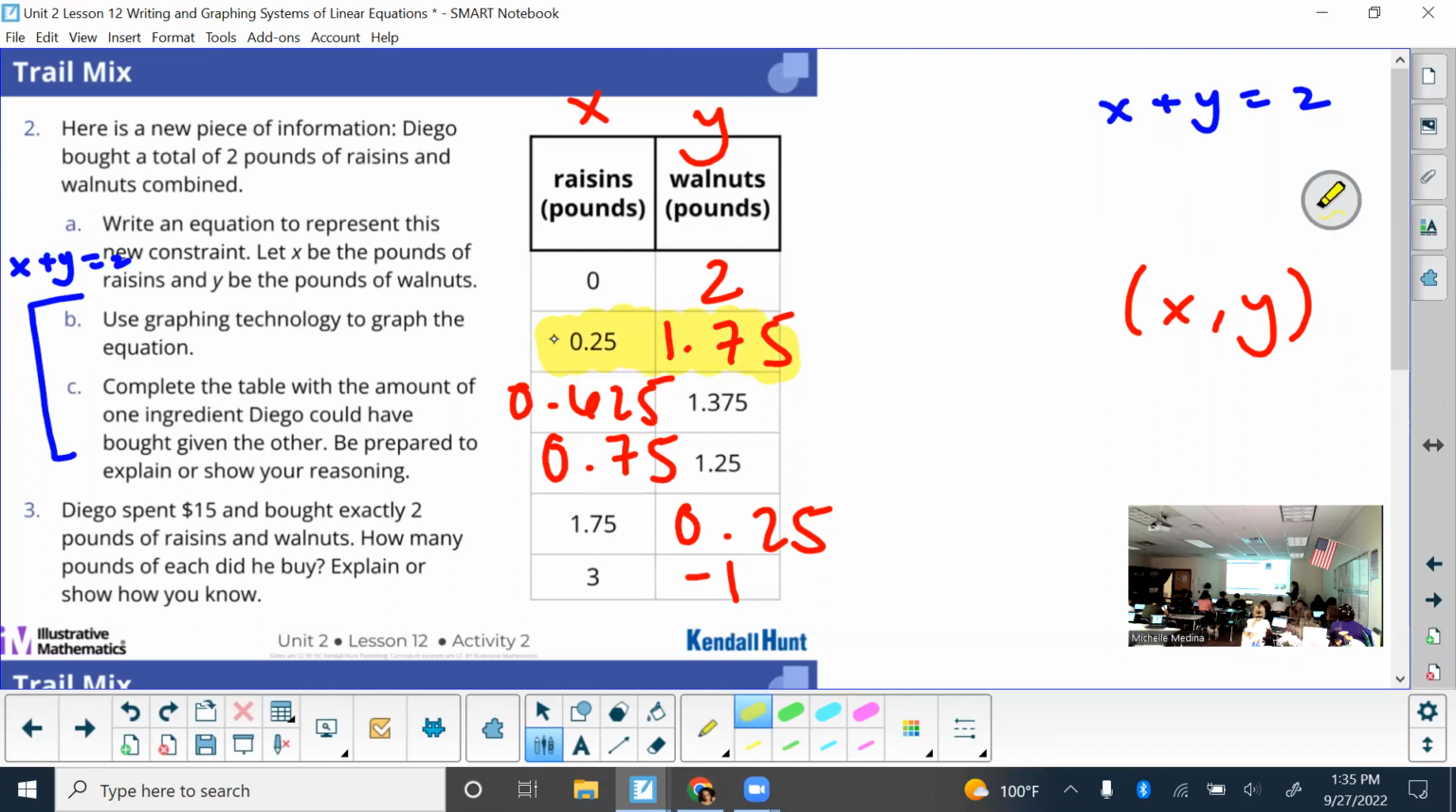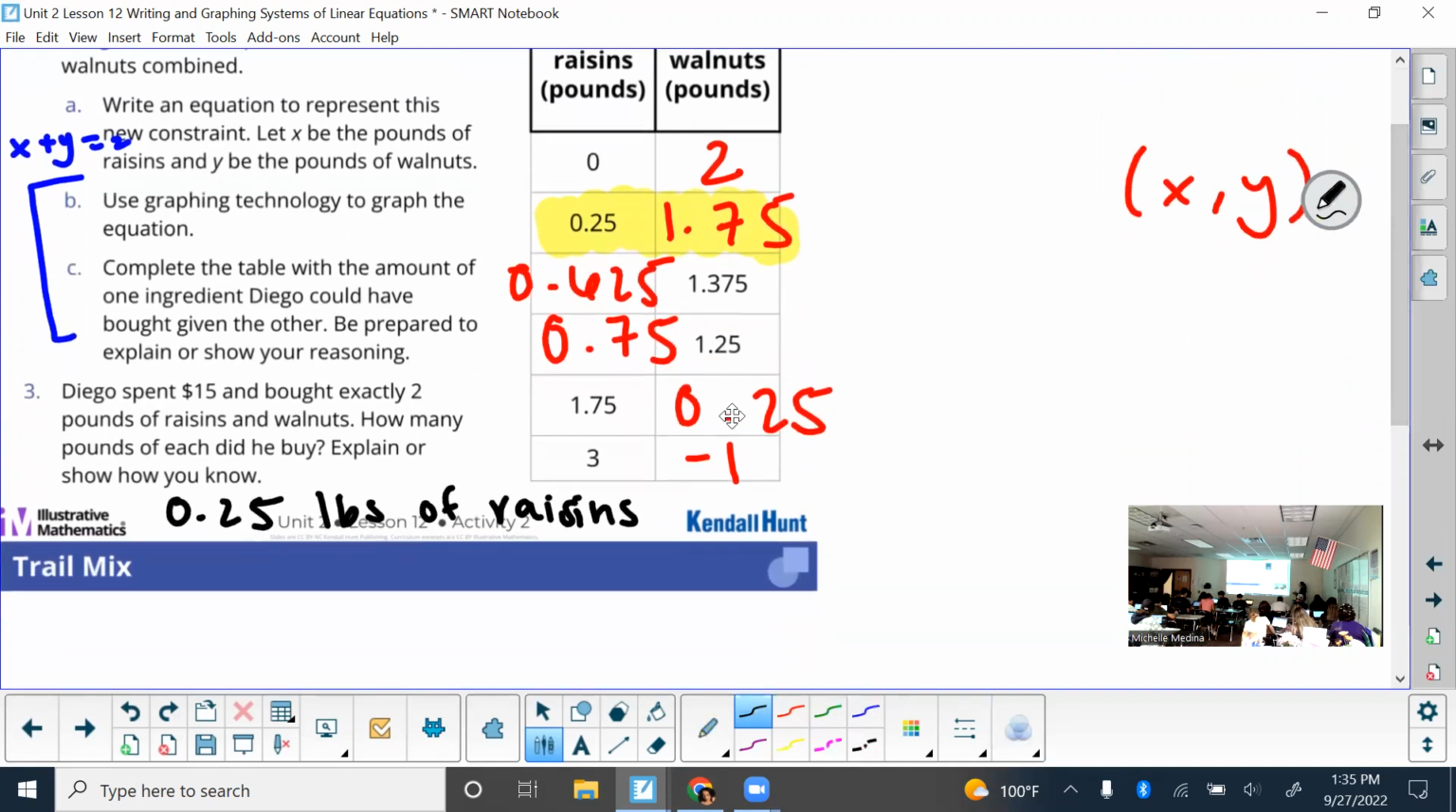So that would be my answer, which is the 0.25 represent. So the answer is 0.25 pounds of raisins. That's the shorthand for pounds, by the way, LBS. And how many pounds of walnuts? 1.75 pounds of walnuts.